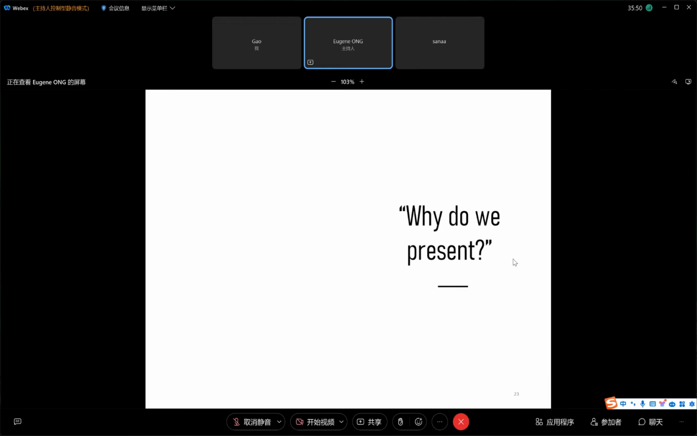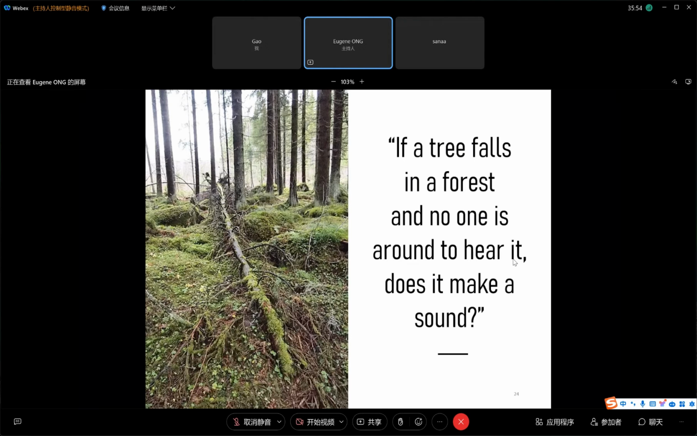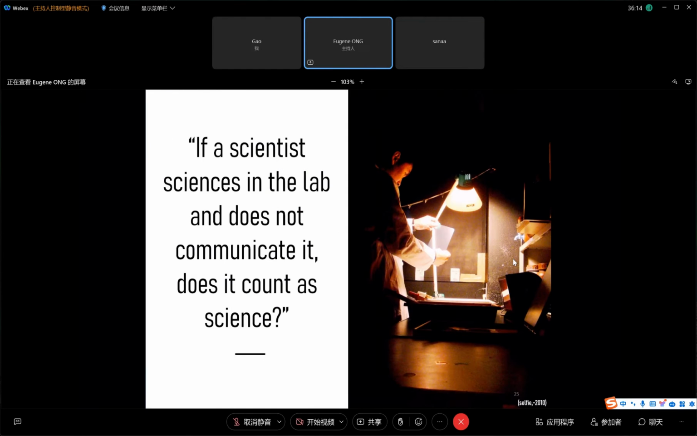So why do we present? So if a tree falls in a forest and no one is around to hear it, does it make a sound? Have you heard of this saying before? The equivalent saying is, if a scientist does science in the lab and does not communicate it, does it count as science?